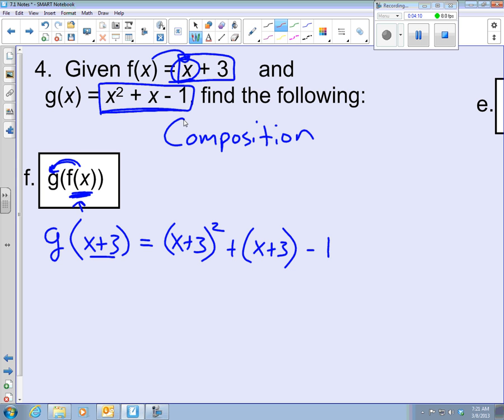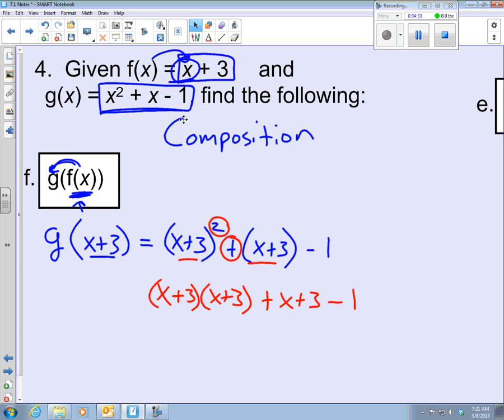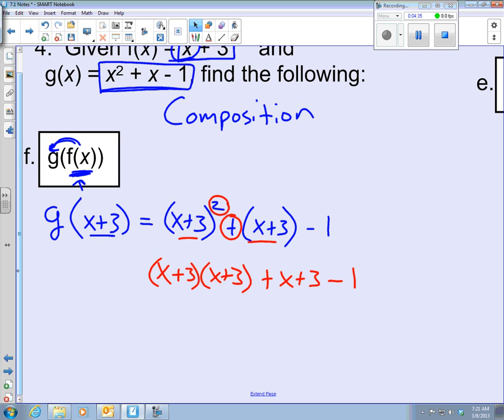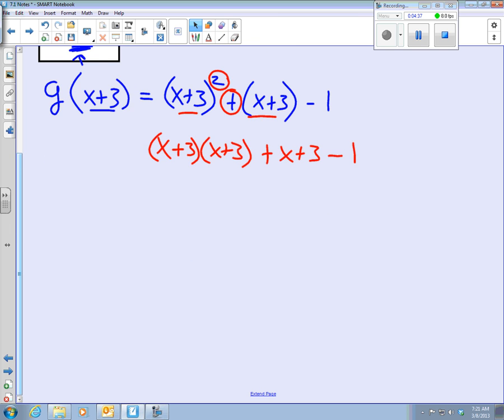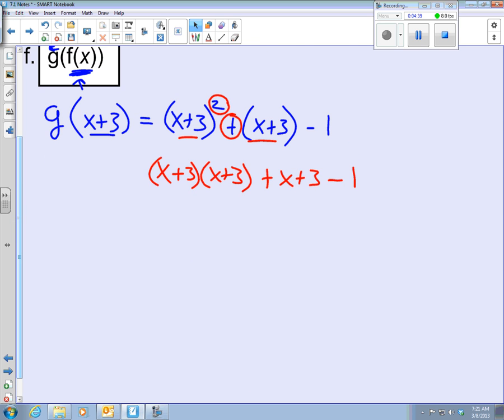Well, how many terms do we have inside here? 2. So basically, you've got to take this x plus 3 and multiply it by itself, 2 times. And then we're going to use FOIL. So it's x plus 3 times x plus 3. Plus this x plus 3, being addition here, I can just drop the parentheses. And then finally minus the 1. Okay, if you get stuck, you can rewind and go back and look at it anytime.